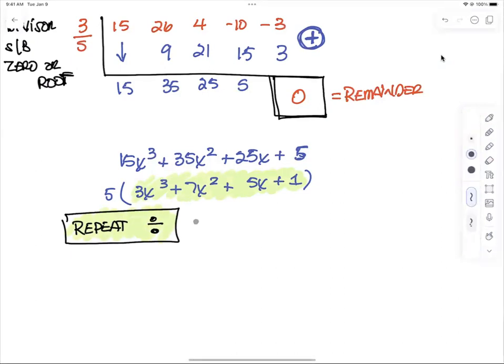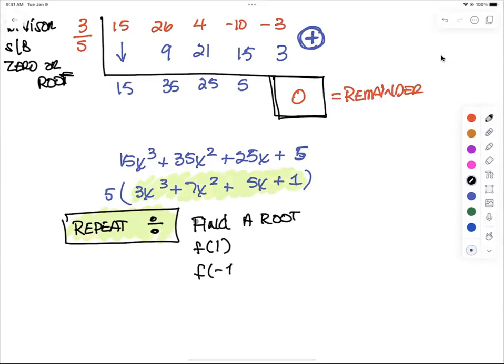I always like to test positive and negative 1 in function notation, f of 1, f of negative 1, just letting x become 1 or negative 1. If it results in 0, then I know that I found what I'm looking for. When I test x equaling positive 1, it doesn't equal 0, but when I test x equaling negative 1, it does equal 0. So I'm going to run through the synthetic division process the second time using this divisor.